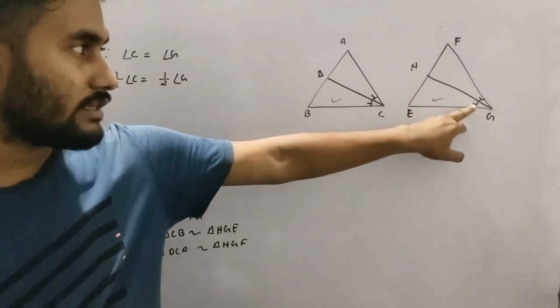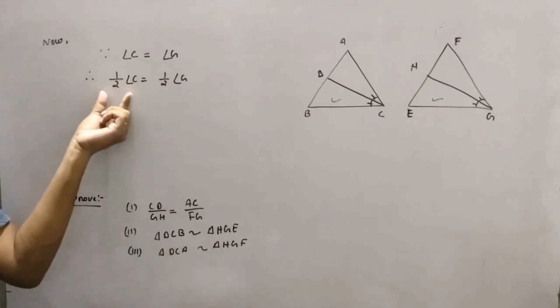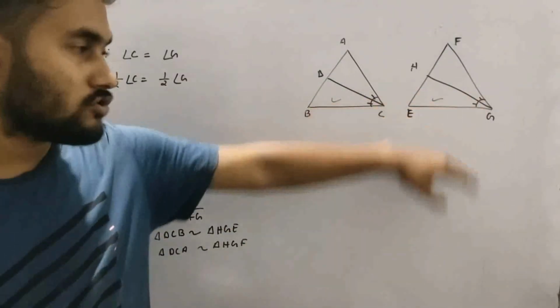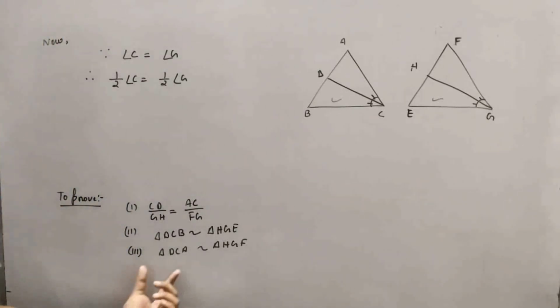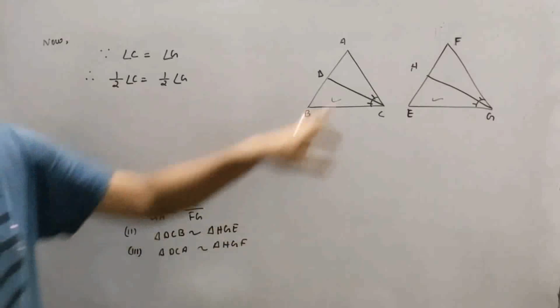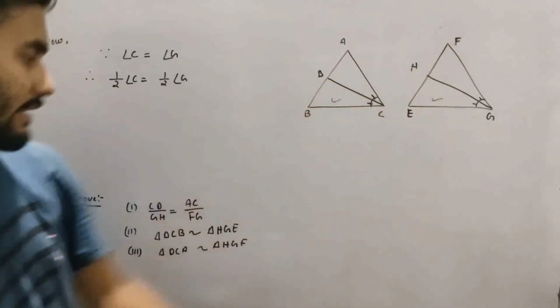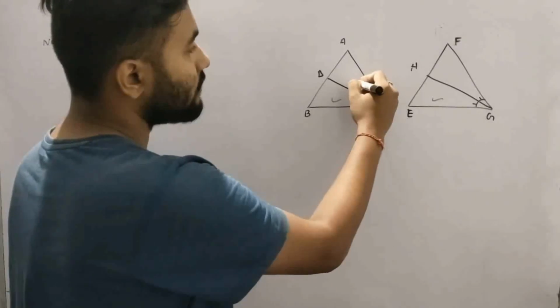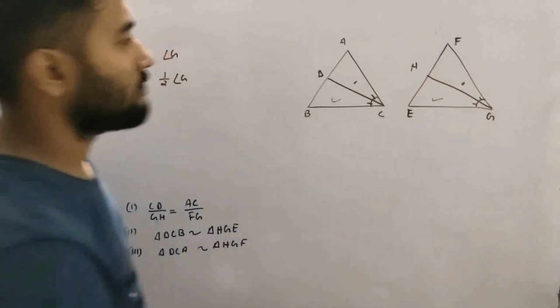And for this triangle also I need the lower one. So half of angle C, I will take the lower one, and half of angle G, also I will take the lower one. Again you see this triangle, DCA, this upper triangle, and this upper triangle, HGF. Over here I need this upper one, and over here also this one.